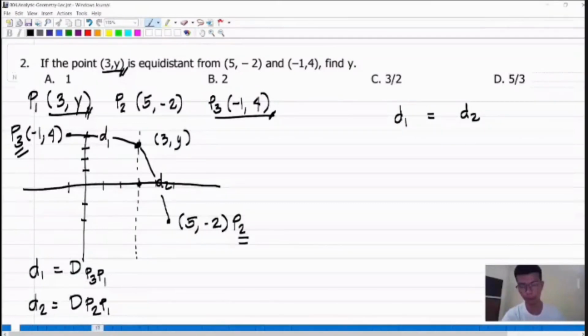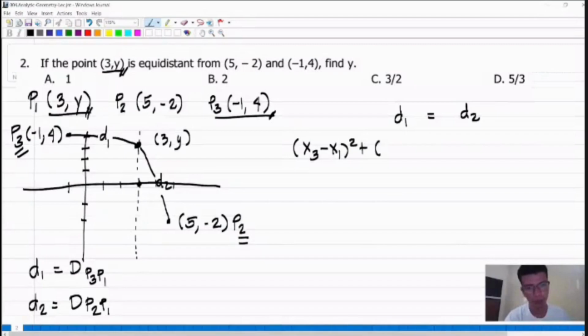So let us now rewrite our distance formula. So para kay distance number 1, so that will be yung difference ng dalawang x. So sabihin na lang natin na x sub 3 minus x sub 1 square plus y sub 3 minus y sub 1 square.